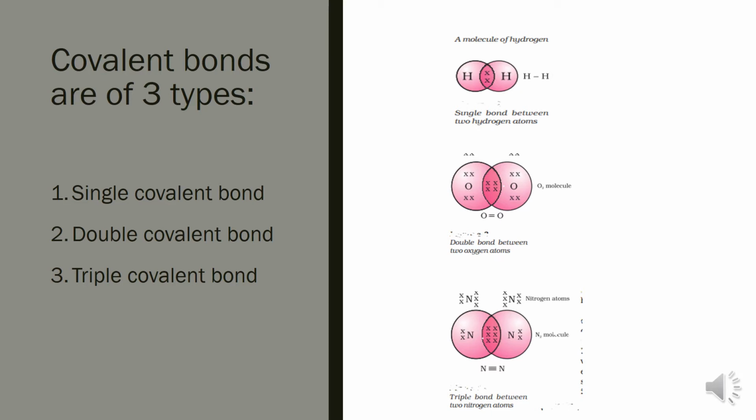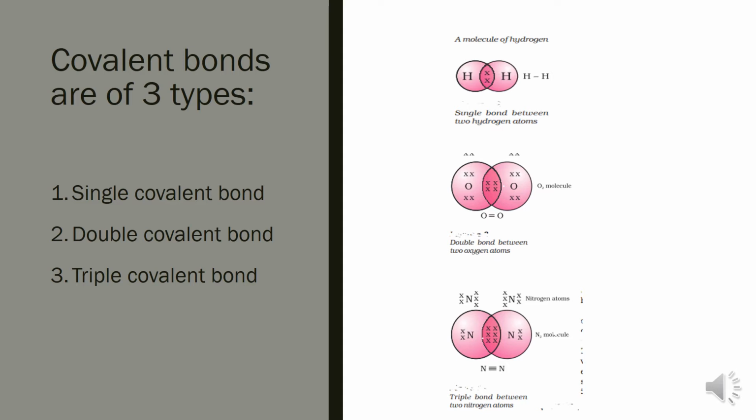The shared electrons are counted with both the atoms, due to which each atom in the resulting molecule gets the inert gas electronic arrangement of 8 electrons. Children, covalent bonds are of three types: single covalent bond, double covalent bond, or triple covalent bond. Let's talk about the single covalent bond.